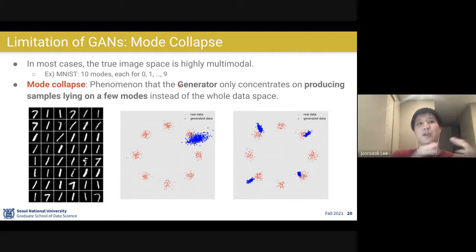In the data set, much more complex stuff exists, but the generator just forgets about them because that's too hard for me. And it just produces samples lying on a few modes. So in this kind of data set, it's easy. We know that it's not outputting all the possible digits.